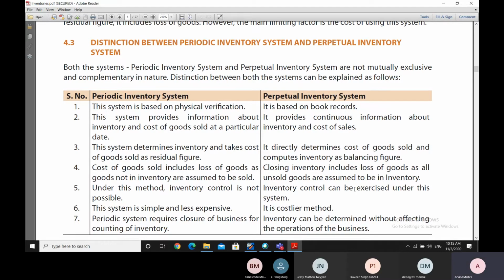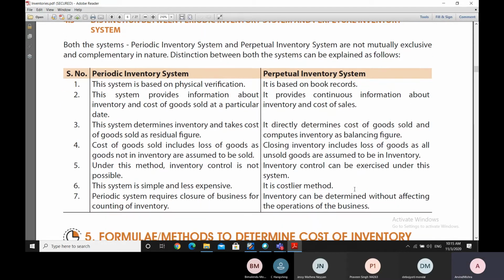Now, to understand the distinction between both the systems, the periodic inventory system is based on physical counting, physical verification. On the other hand, the perpetual inventory system is based on the recording which is being kept in the books of the goods issued, the value of the goods issued, the value of the inventory which is issued or received. Periodic inventory system provides information about the inventory and the cost of goods sold at a particular date.